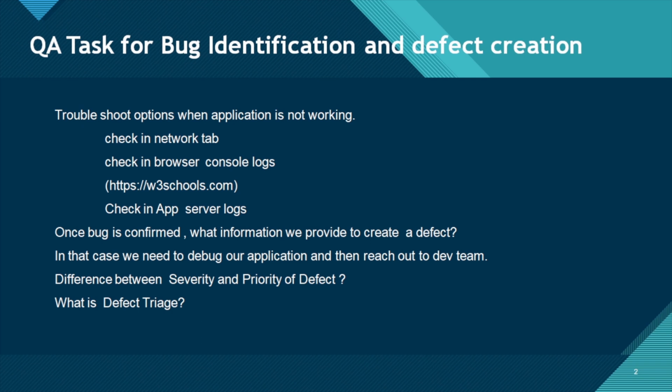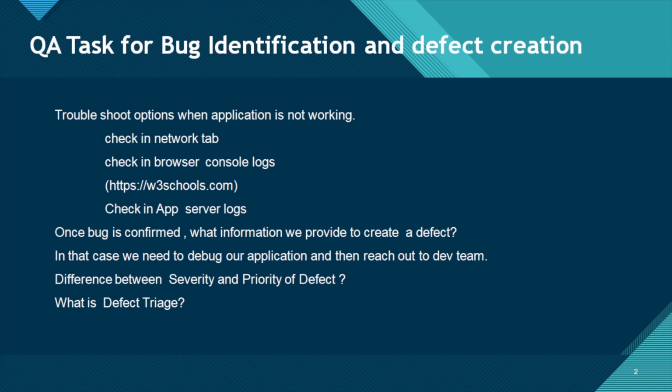So whenever we identify a bug, first we need to check the network tab, and we also need to check the browser console log, and the third one is the app server log. Whenever we have access to the app server log, we can see those logs, and if not, then we need to coordinate with the team.